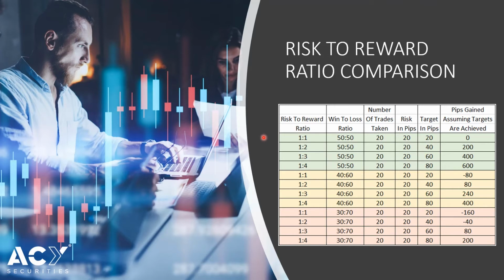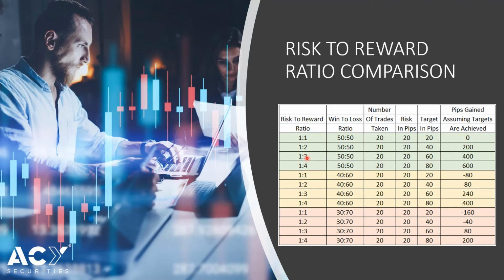Okay traders, here's the risk to reward ratio comparison, and what I'm doing here is comparing a risk to reward of 1 to 1, 1 to 2, 1 to 3 or 1 to 4 to a win to loss ratio. And the different win to loss ratios, the green is 50-50, in yellow here I'm using 40 to 60, and in orange I'm using 30 to 70. Now if you take the time to study the table, what I'm using is a series of 20 trades. I'm risking 20 pips on each trade, and if I'm profitable on a trade, I'm either targeting 20, 40, 60 or 80 pips depending on the risk to reward ratio over here.